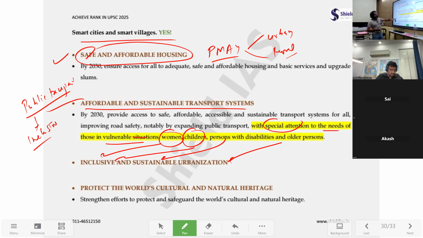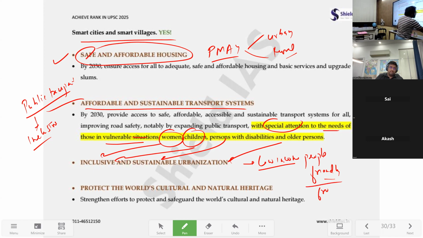So women friendly, children friendly, disabled friendly, older people friendly, and yes, also low income people friendly by providing low cost housing, and also, yes, free of cost education and health services.